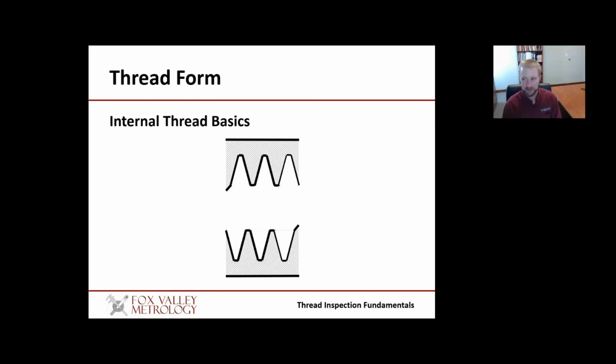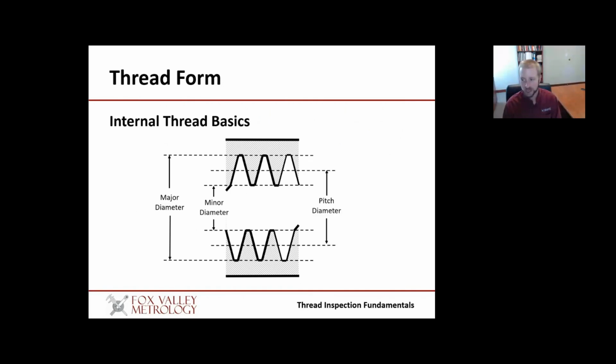An internal thread is very similar, with some key differences. The major diameter is actually the distance between a line that touches the roots on either side of the thread form. This is the largest diameter of the thread here. The major diameter must clear the major diameter of the mating component's external thread. The minor diameter, in contrast, is the distance between a line that touches the crests on either side of the thread form. This is the smallest diameter of the thread. The minor diameter controls the strength or the shear of the design.